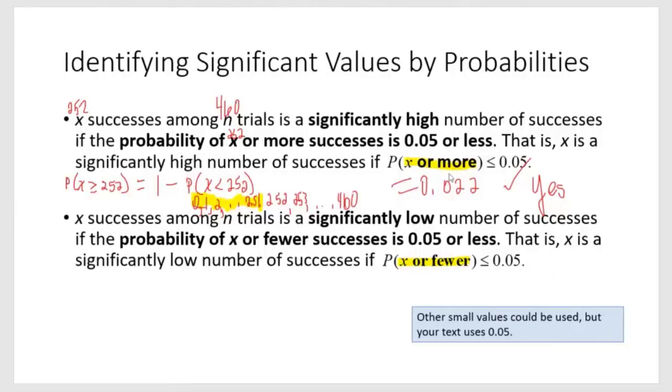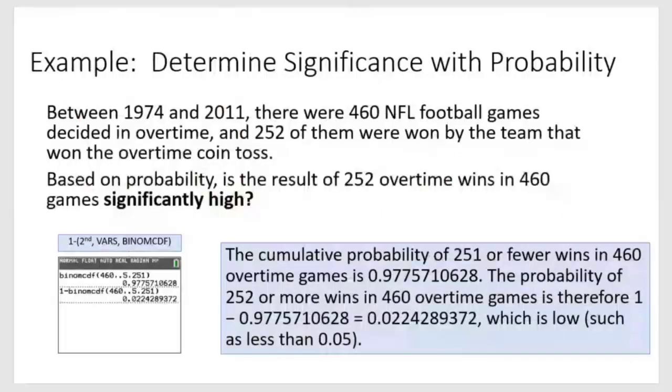Okay, so if the probability of that many or more or that many or fewer is less than 5%, less than 0.05, then we are setting it off to say it's significantly high or significantly low. That's what I've put in here on this last screen so that you can see that. If what we've got is the result of 252, well, that means we want to subtract off the cumulative of 251. And so I just put those pictures in there coming from the calculator so that you can see that again.